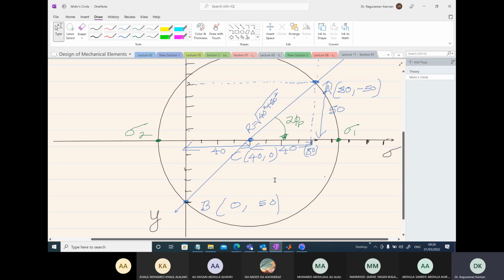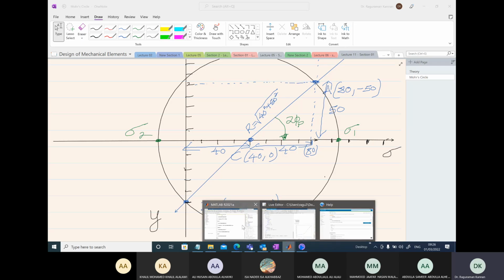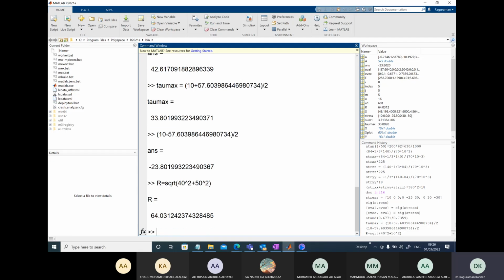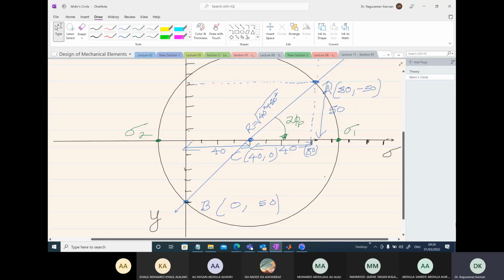Okay, so let's calculate that. Go to the MATLAB. Square root of 40 square plus 50 square. We get 64.03. And we have 64.03 in megapascal, same units. So that is the radius.